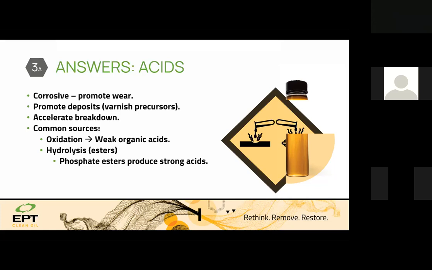So we need to monitor how much acid we have in the system. Acid can be generated by oxidation, which produces weak organic acids, and by hydrolysis, where some water comes inside, especially on esters, let's say phosphate esters or different types of esters, and they make strong acids.